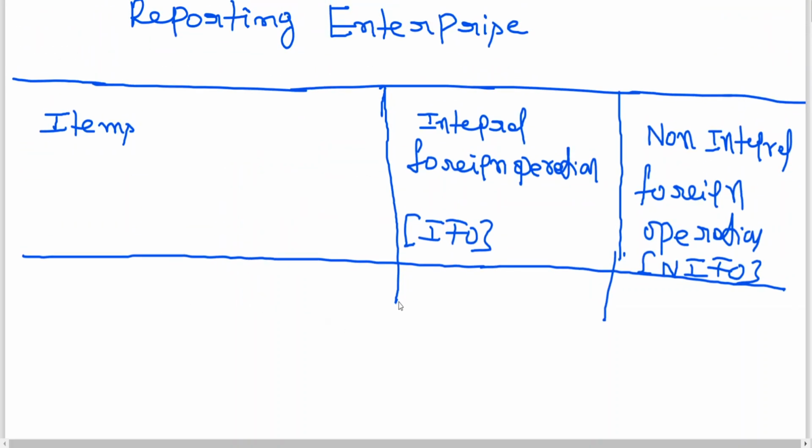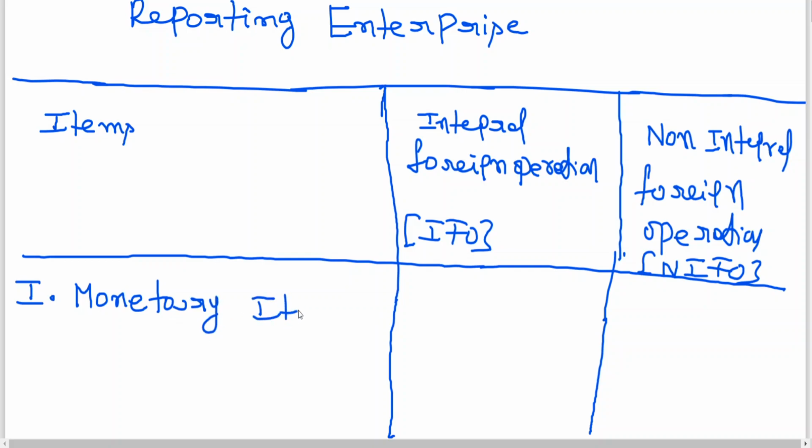Now in the items column, first I am writing monetary items. You write monetary items. I'll give the example later on. The example you can copy down.